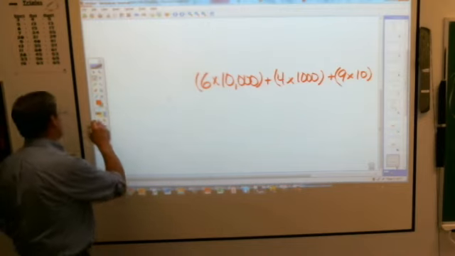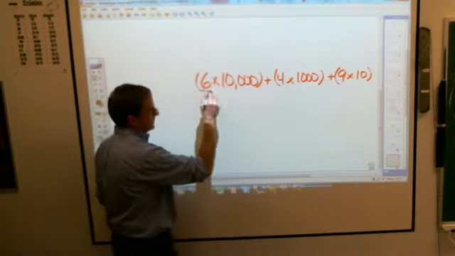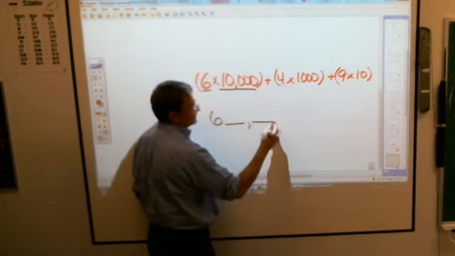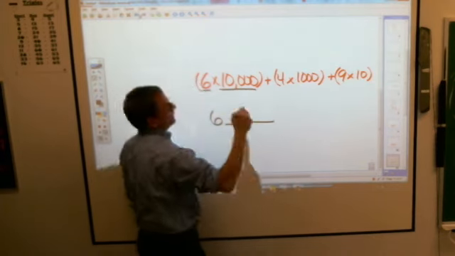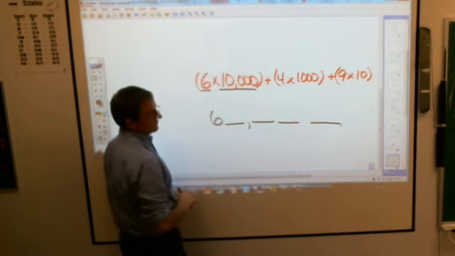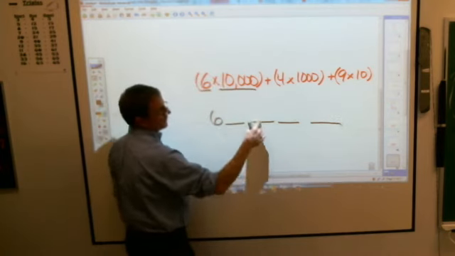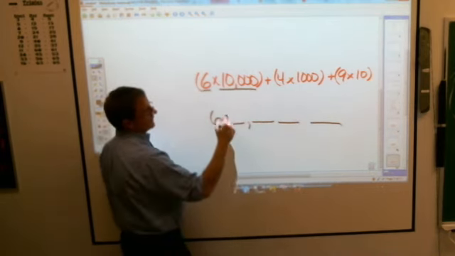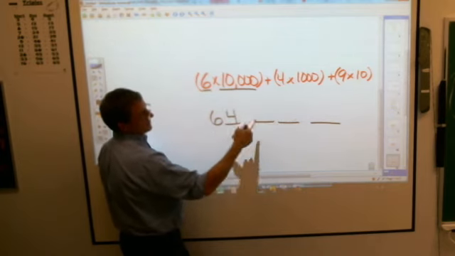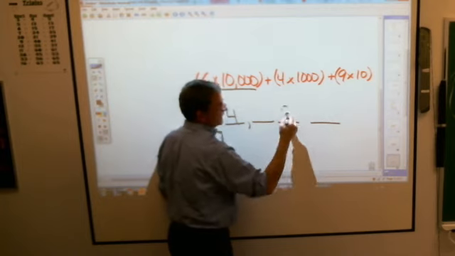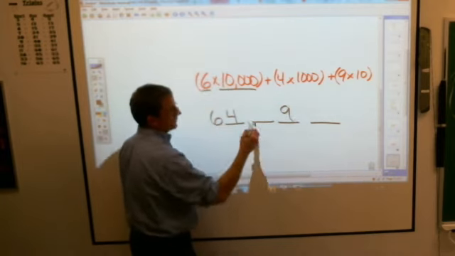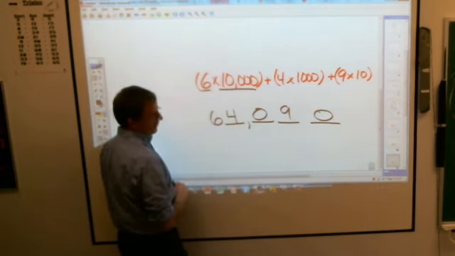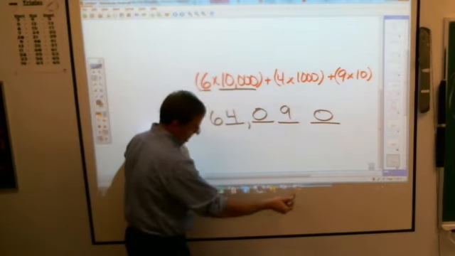Yours should look like this. 6 has to be in the 10,000s place, which means there has to be a thousands, a hundreds, no comma, a 10, and a ones place. Notice there how many zeros are here. That's how many blanks there'll end up being. 4 zeros, 4 blanks. Where does the 4 go? It's in the thousands place, which is here. Nothing in the hundreds. There's a 9 in the tens place, nothing in the units place, so ones place. That's 64,090.